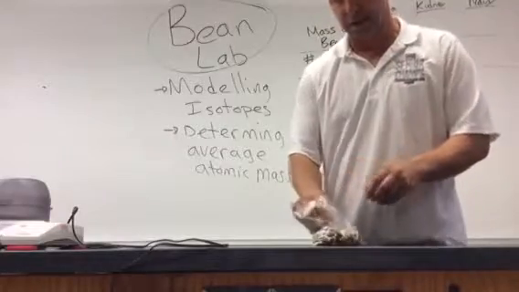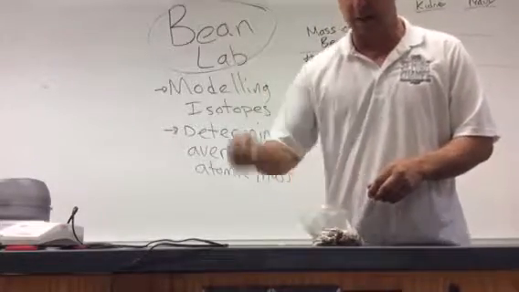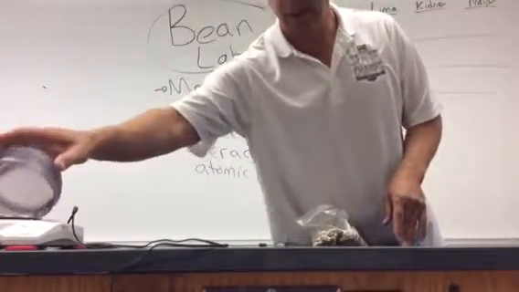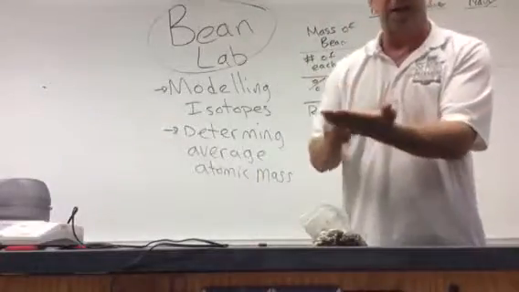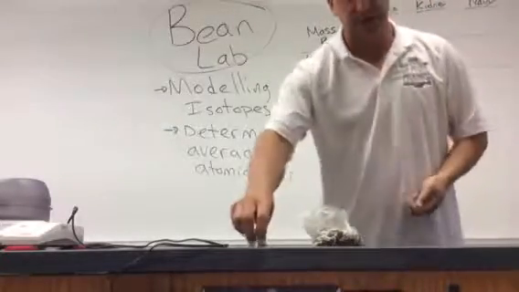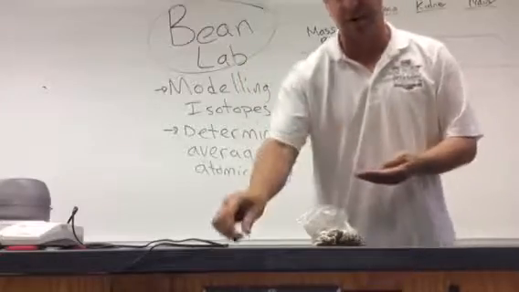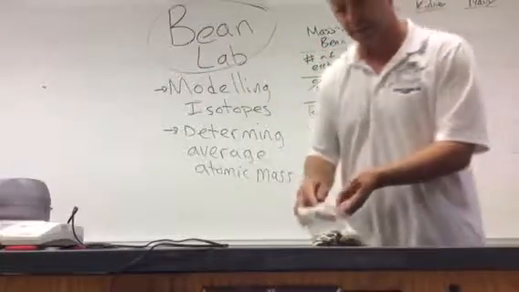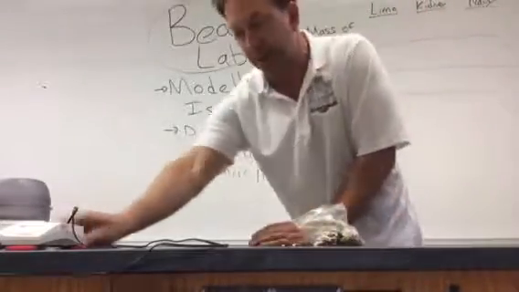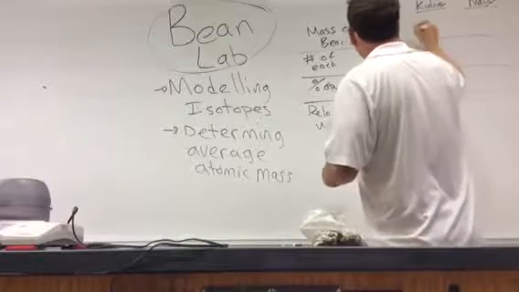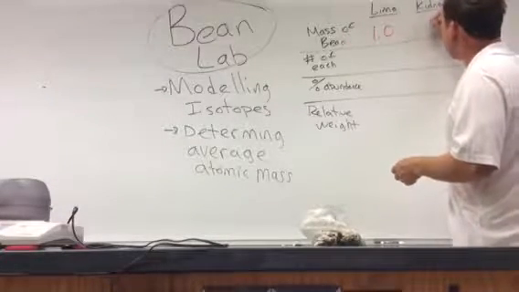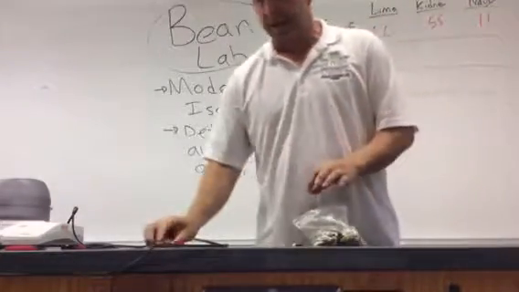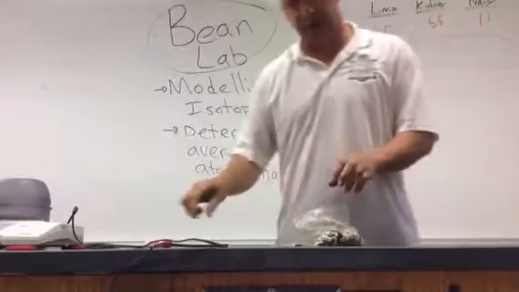So we'll get a large one, a small one, and a tiny one, and mass them using our balance. Now you can get maybe 5 or 6 of these and average them. You can get about 5 or 6 of the kidneys, average them, and 5 or 6 of the small navies and average those masses to get the average mass of one bean. These masses might come out to be 1.0 grams for the limas, kidneys might be 0.55 grams, and the small navies might be 0.11 grams.